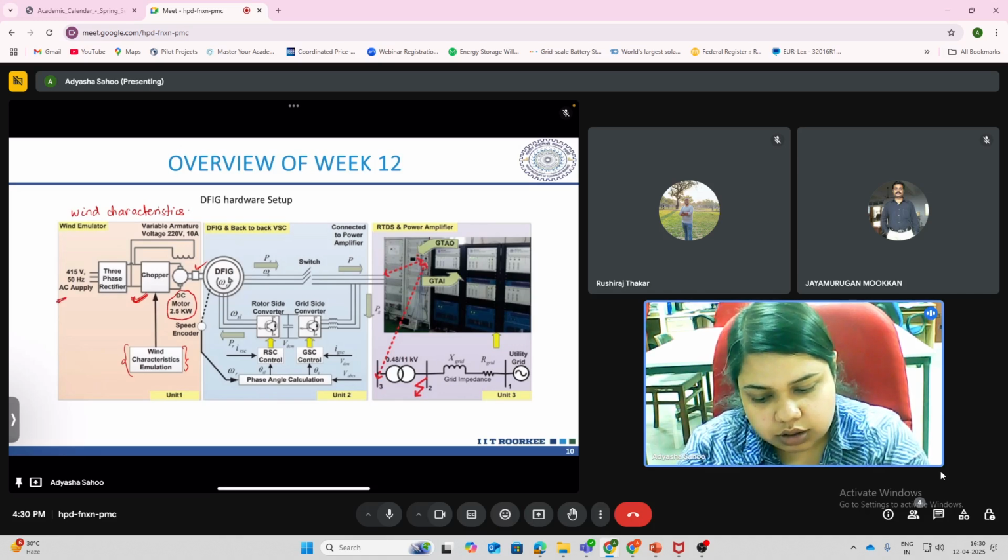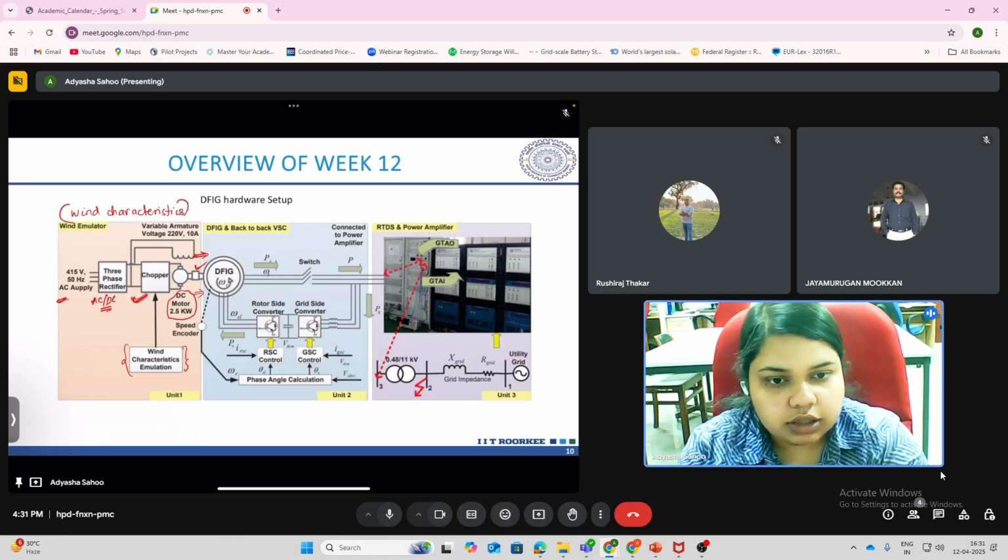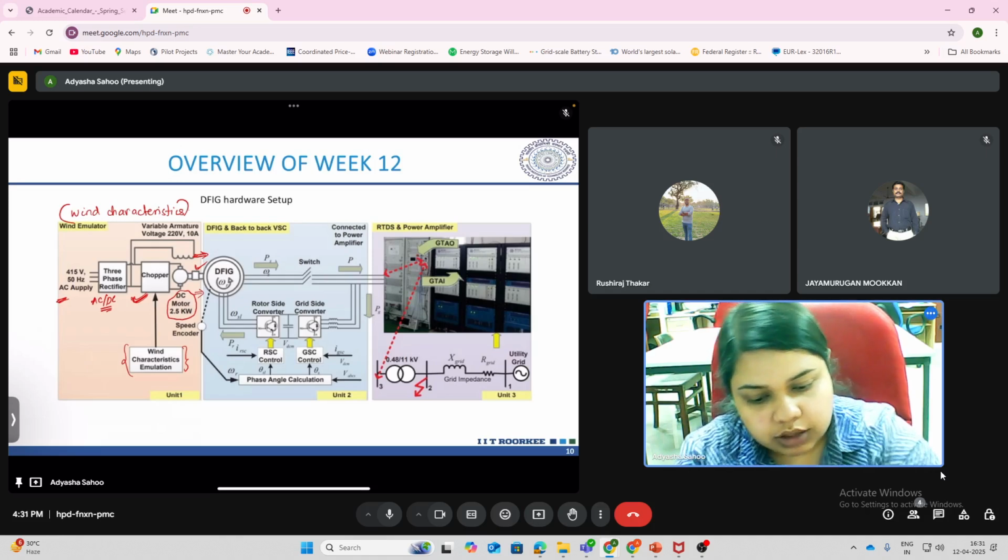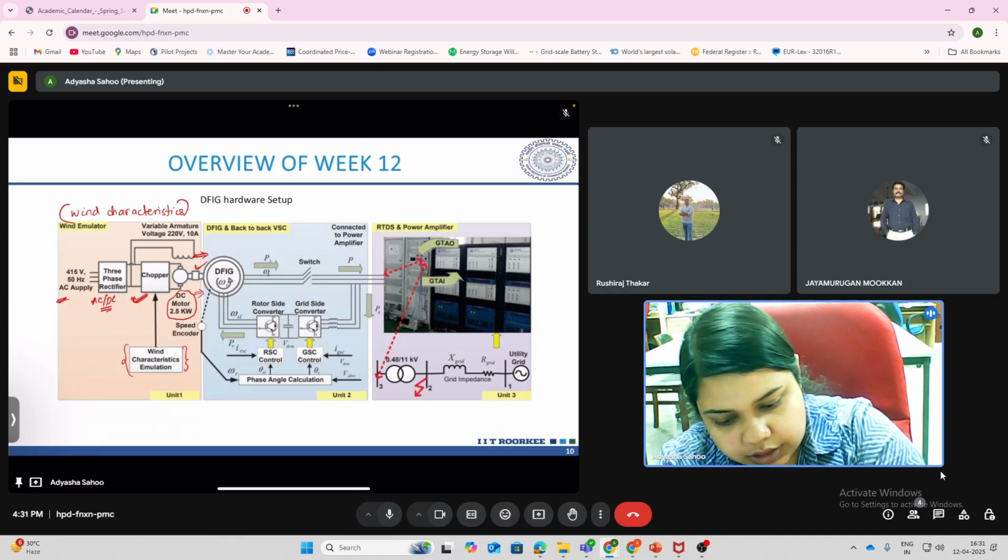So the input is AC. For giving it to the DC side, we have a rectifier here, an AC-DC converter. Once you have mimicked the wind characteristics in this block, that is given to the DFIG machine here. The DFIG will then generate electricity or power. This power is the P stator.